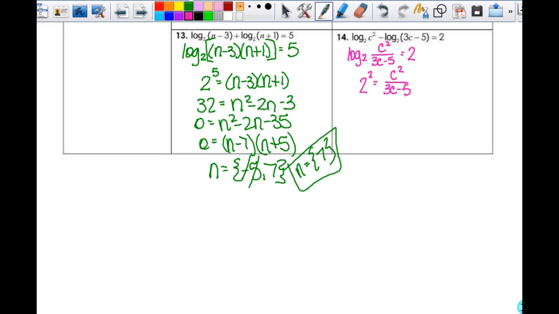So 2 squared is 4. I can multiply both sides by that denominator. So I have 4 times 3c minus 5 equals c squared. Okay? Where did I get 2 squared? 2 to the second power equals that. Okay. Everybody else okay with that? All right, so go ahead and finish it up without me talking you through it, and we'll see if we agree.